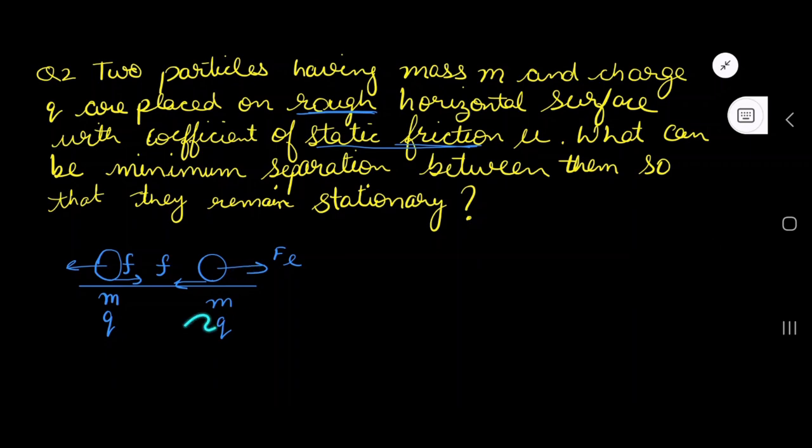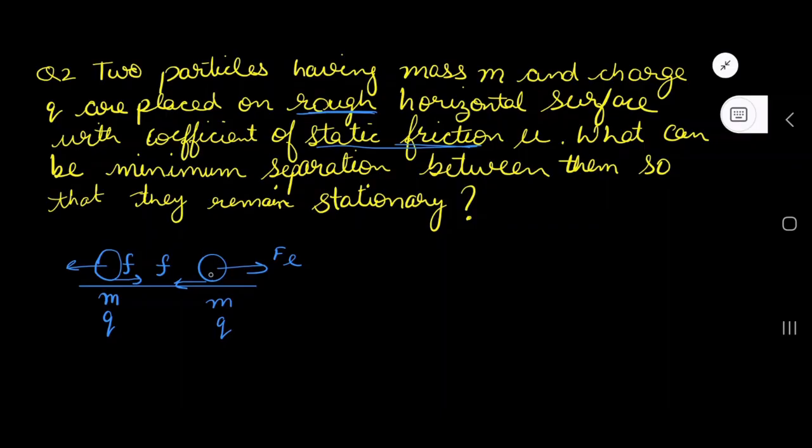As we saw the concept of stable and unstable equilibrium in class 11th, the situation is quite similar. We have to find the minimum separation so that the charges remain stationary. So let's see what forces will be balanced in order to keep the charges stationary. If I now draw the free body diagram, we'll have clarity about the situation.